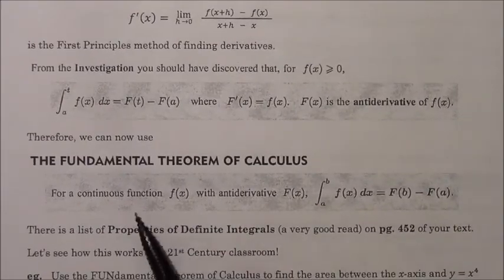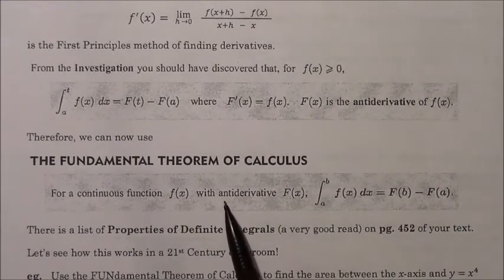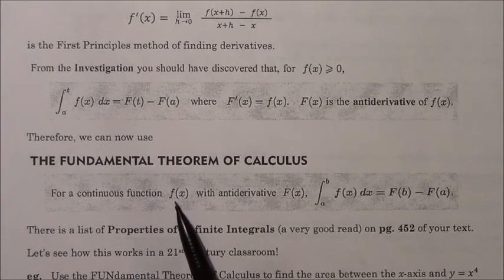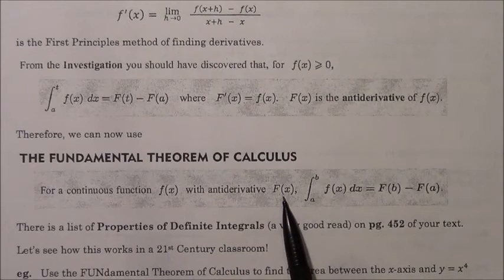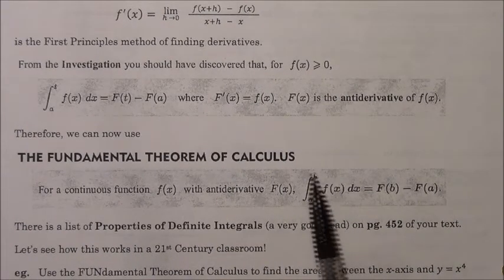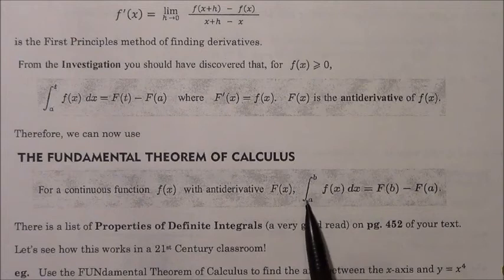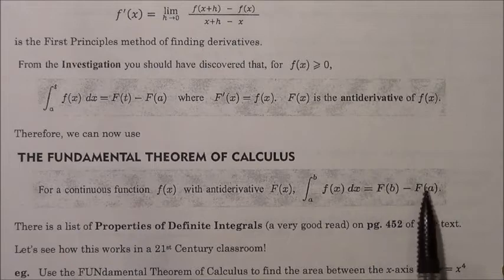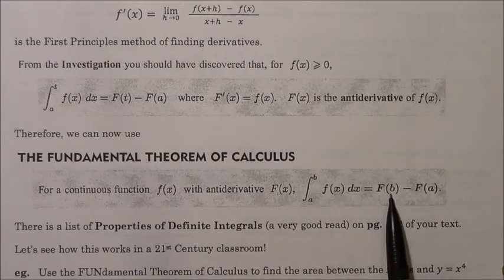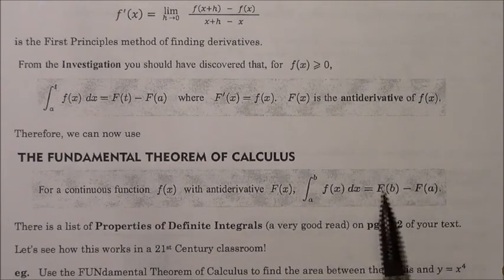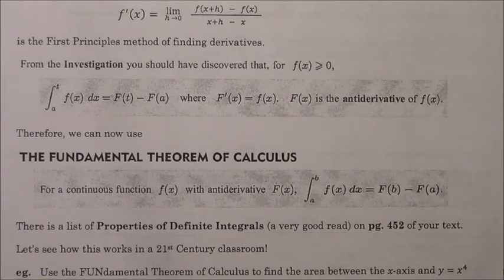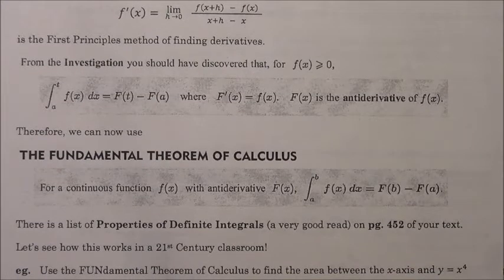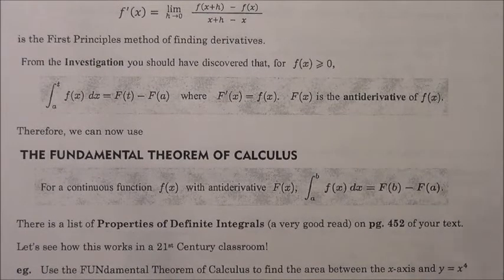So that tells us that this capital F of x is the antiderivative of f of x, the original function. So the fundamental theorem of calculus for a continuous function: when we have this continuous function f of x and the antiderivative capital F of x, then the integral of f of x dx evaluated from a to b is just capital F of b minus capital F of a. So once you get that antiderivative, then you just evaluate it at the second endpoint, evaluate it at the first endpoint of the interval, and then subtract. Okay, so that gives us the fundamental theorem of calculus.